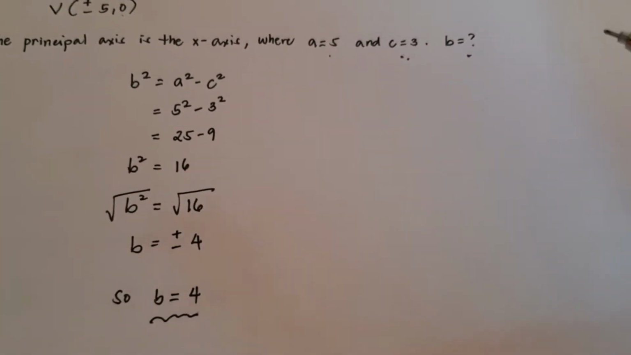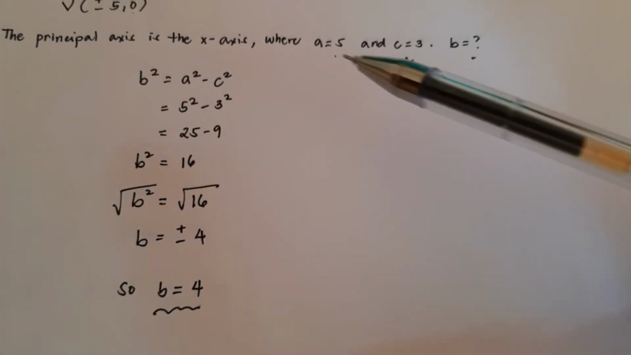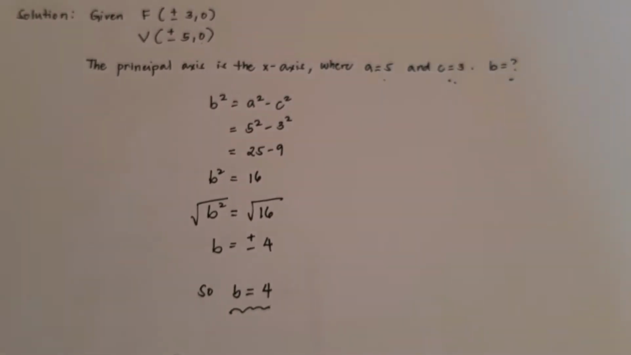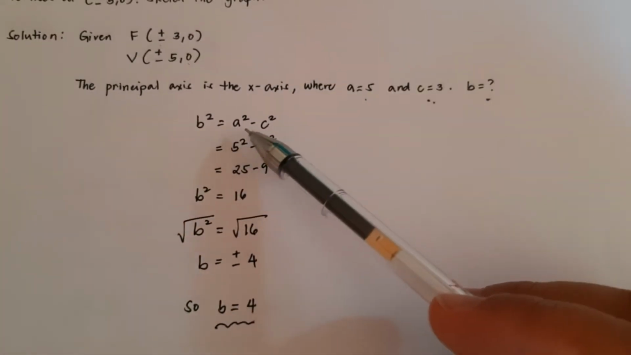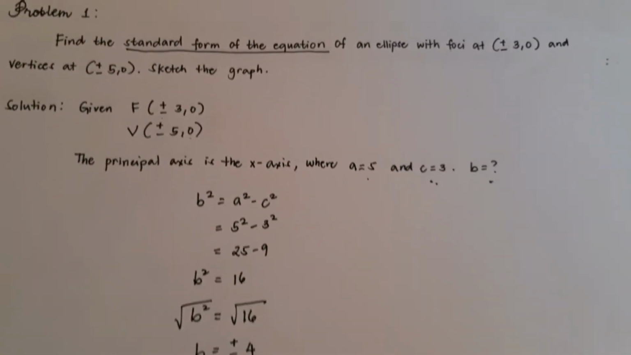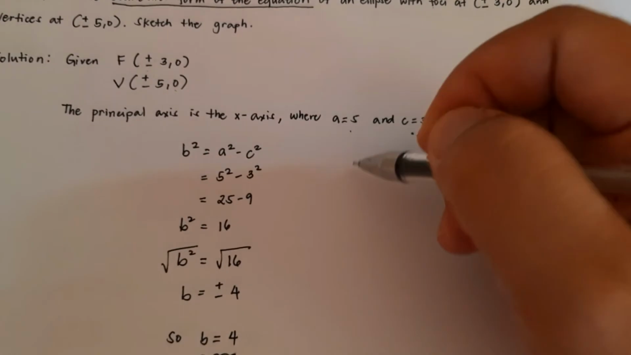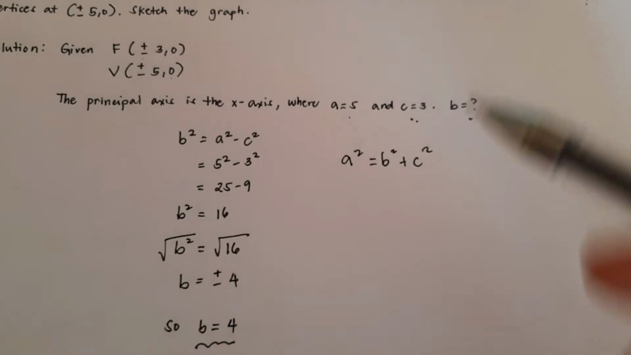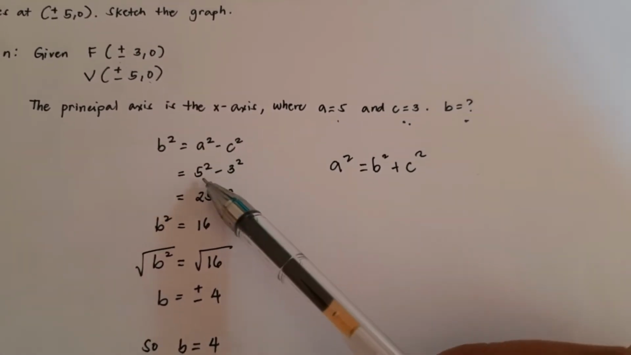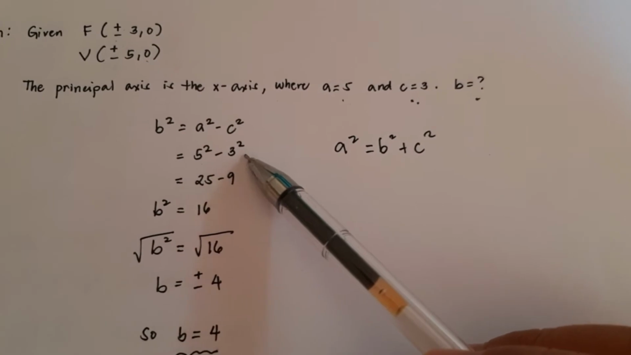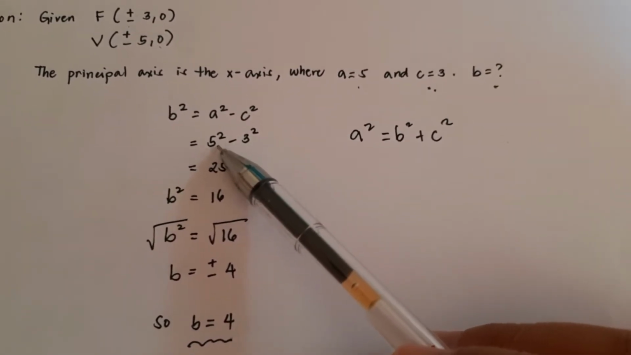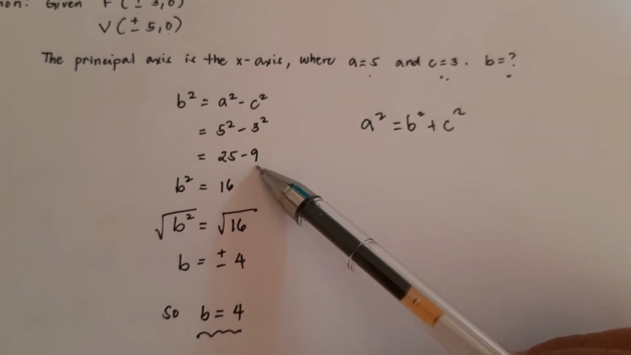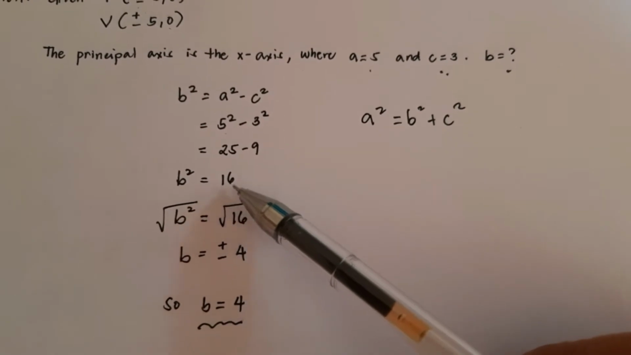Okay, so let us compute for the value of b. The formula, when our principal axis is on the x-axis, is b squared is equal to a squared minus c squared. It comes from the formula a squared is equal to b squared plus c squared. So, therefore, our a is 5, so 25, which is 5 times 5, minus 3 times 3 is equal to 9. So, b squared will become 16.